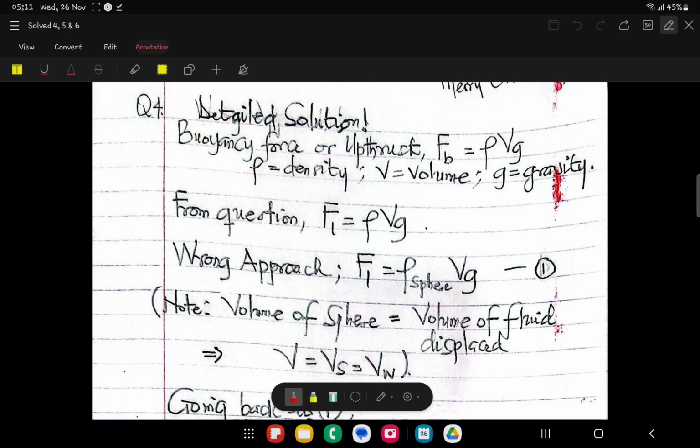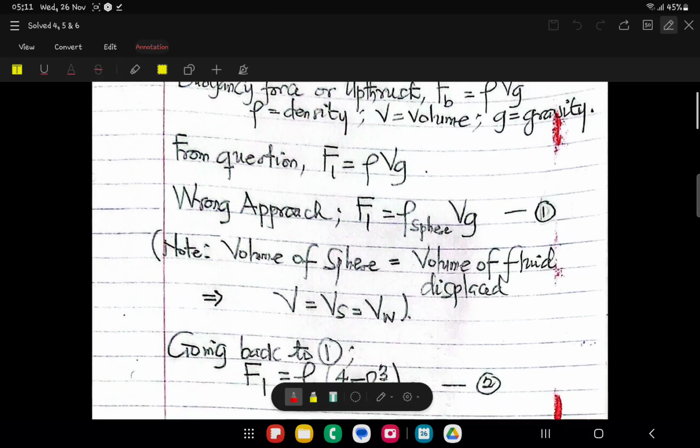But mind you, there's a common solution I know students use, and that will lead you to getting an answer of 4, but that is wrong. So I'll take you through that wrong approach first, and then I'll take you through the correct approach you should use. Now, I know that students will write that the buoyancy force F1 is given as the density of the sphere times volume times gravity.